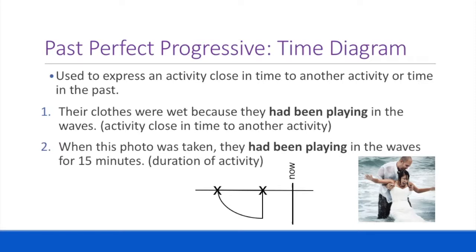When this photo was taken, they had been playing in the waves for 15 minutes. Now this sentence is showing the duration of an activity. So they had been playing in the waves for 15 minutes. That is the length of time. So you can see that in this diagram here. So this shows that they had been playing in the waves for 15 minutes. There's a length of time and a duration of time when this photo was taken. So when this photo was taken is another action or event in the past that happened after it.